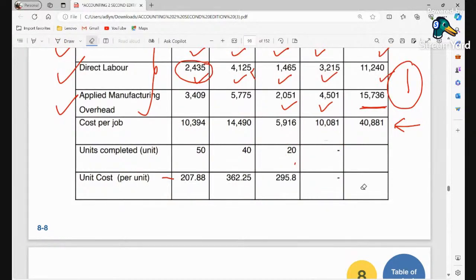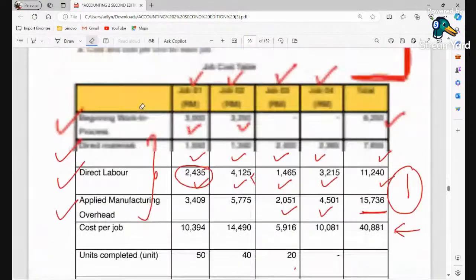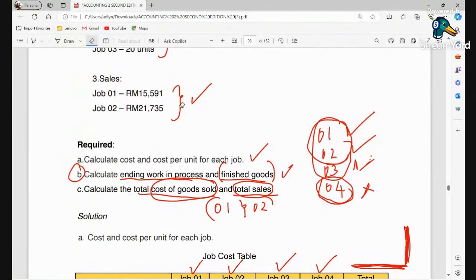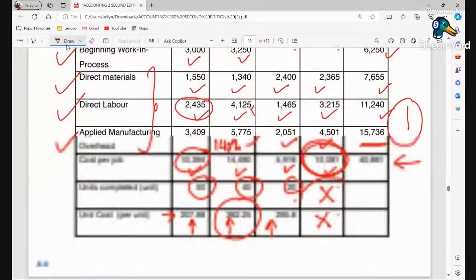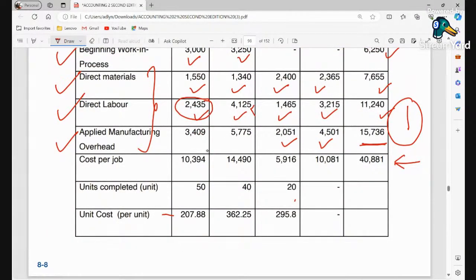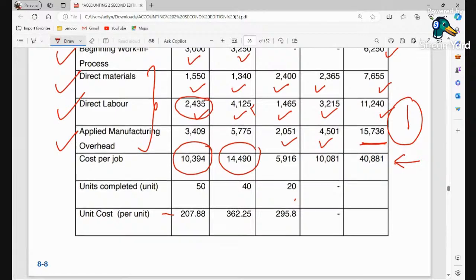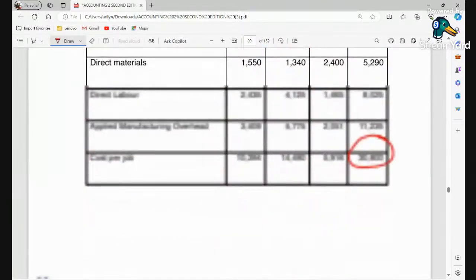So, kalau saya nak cari yang saya jual tadi, sebab this is based on my sales. Sales saya tengok kat mana? Ada orang lupa lah tu. Okay, sales tengok dekat sini. So, yang saya jual ialah 01 and 02 sahaja. Okay, so based on the table, total cost for 01 is 10,394. And then total cost for 02 is 14,490. Itu ialah harga cost, harga hilang. Okay, jadi dia tanya, how much is your COGS? Campur lah. Okay, so you have 01.